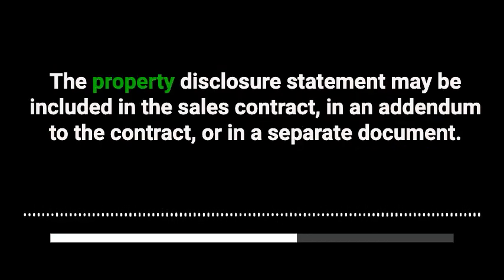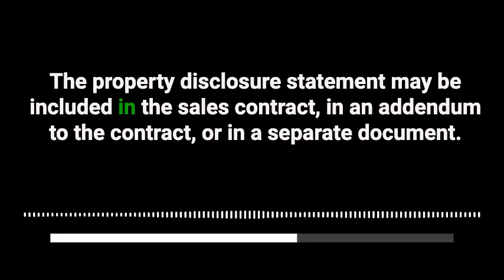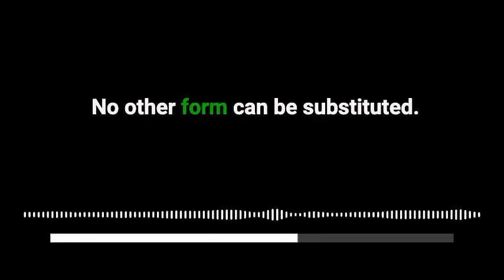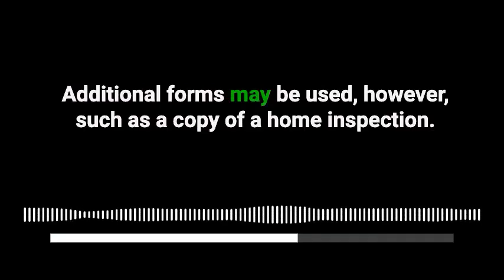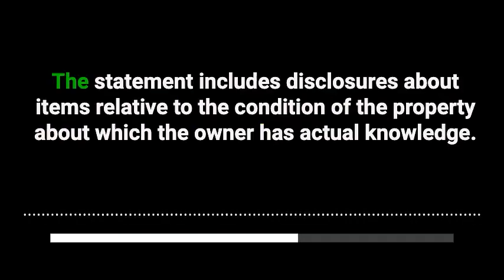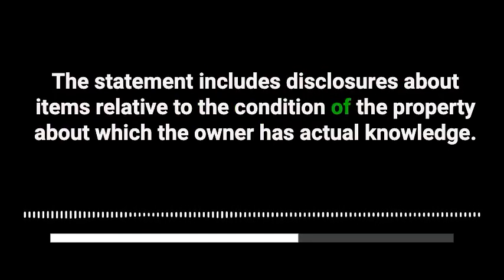The property disclosure statement may be included in the sales contract, in an addendum to the contract, or in a separate document. The form is a state-mandated form and must be used when required. No other form can be substituted. Additional forms may be used, however, such as a copy of a home inspection. The statement includes disclosures about items relative to the condition of the property about which the owner has actual knowledge.